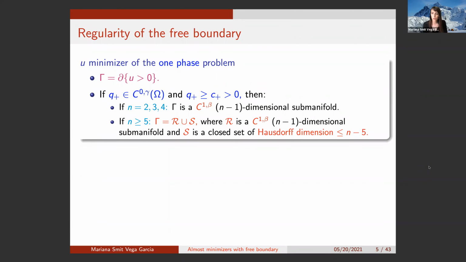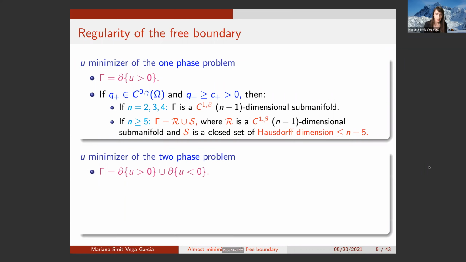In dimensions 5 or more, we have a dichotomy. So we can write the free boundary as a regular set, that's the one I'm calling R, which is a C1,beta n-1 dimensional submanifold, and a singular set, which I'm calling S here. And we can say some things about the singular set. We can say it is a closed set, and it has Hausdorff dimension less than or equal to n-5. And I will come back a little bit to this and mention some people who have made contributions on these problems, just to mention some of the important literature.